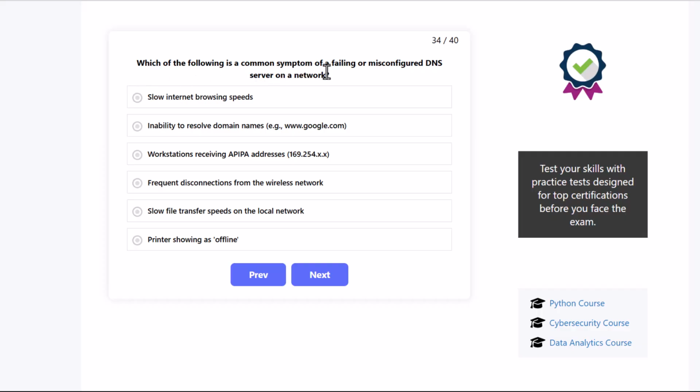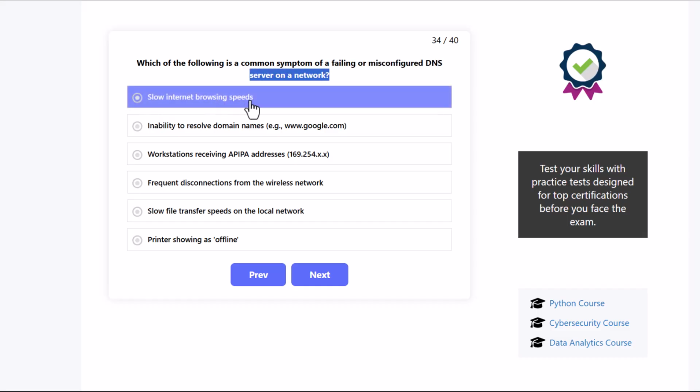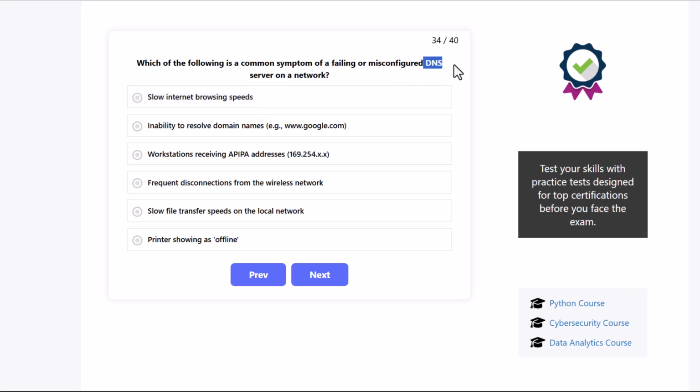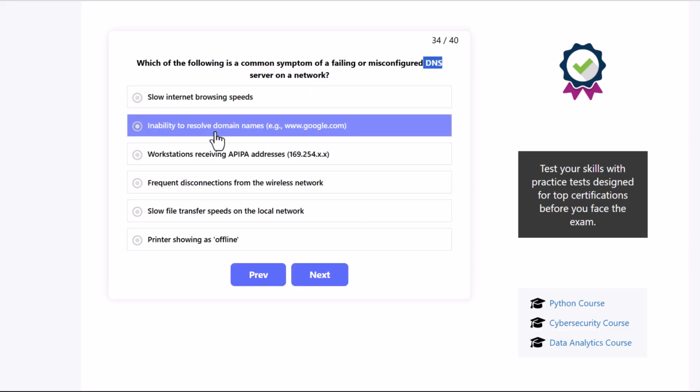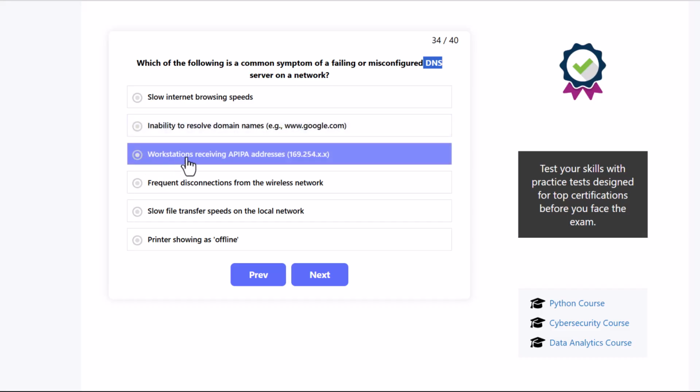Which of the following is a common symptom of a failing or misconfigured DNS server on a network? Let's read the question again. We are talking about a common symptom of a failing or misconfigured DNS, or domain name system, server on a network. Slow internet browsing speeds, nothing to do with DNS, as a DNS server has nothing to do with your internet speed. Inability to resolve domain names, most likely. Workstation receiving a PIPA or APIPA IP address, which always starts with 169.254. You should also know what a PIPA address is for your CompTIA A+ Core 1 exam.